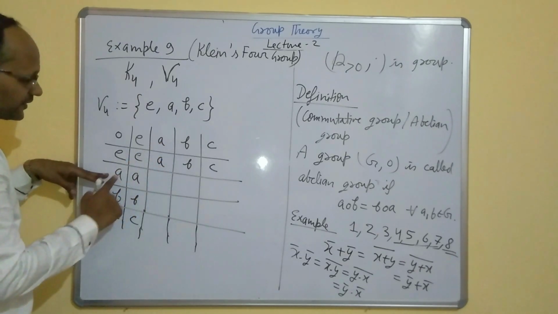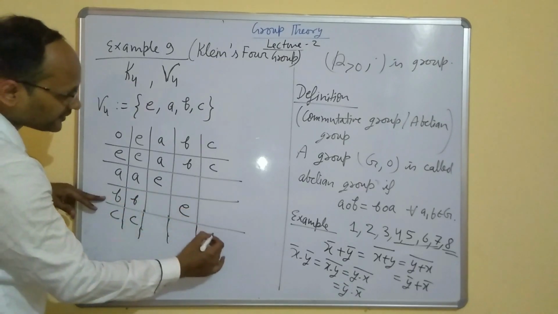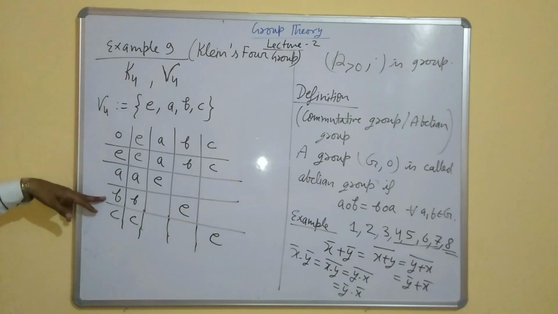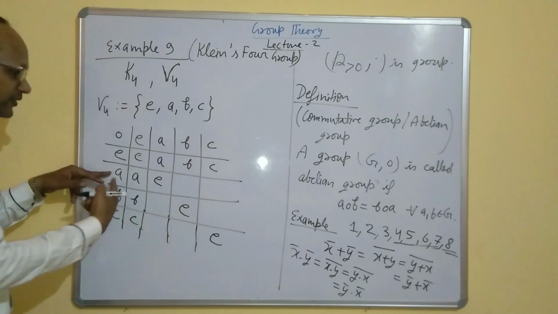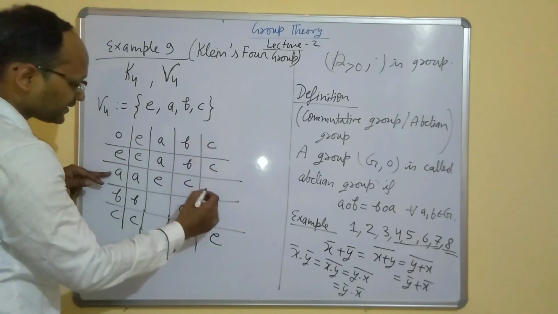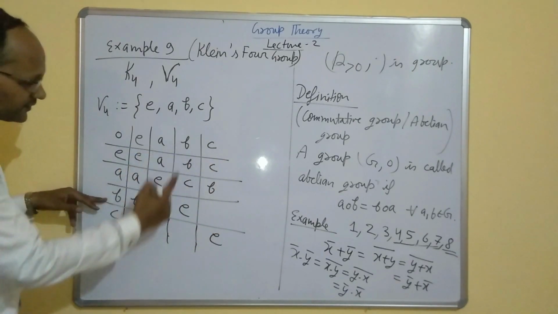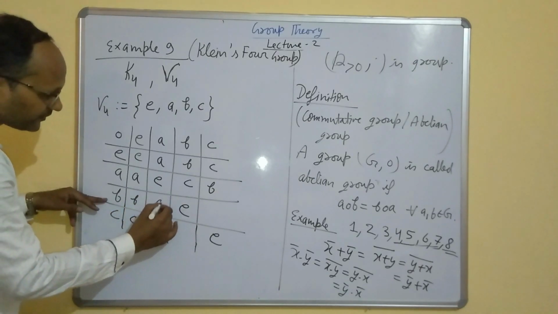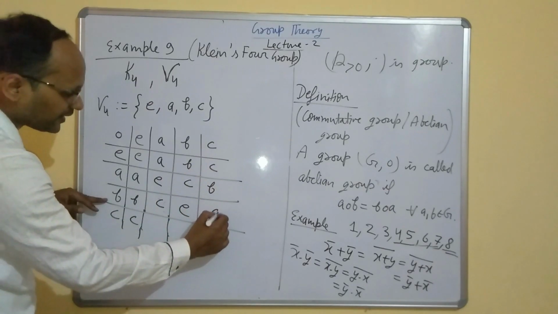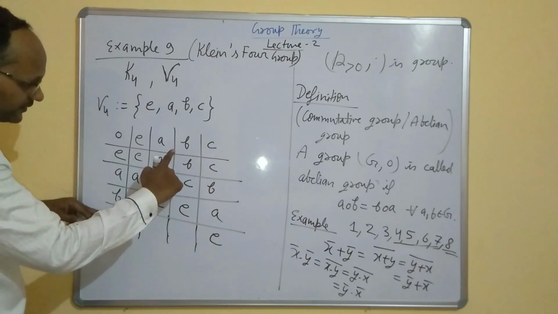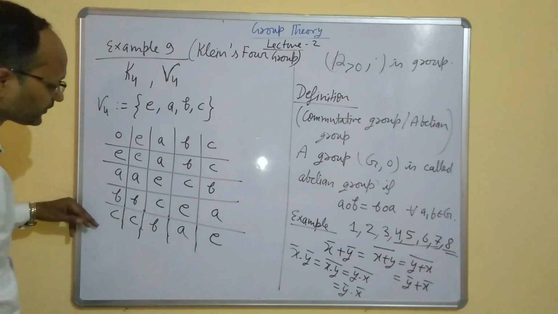The square of any element, that is, A composed with A is identity, B composed with B is identity, and C composed with C is identity. And any 2 elements when you multiply, you will get the third element. So AB is C, AC is B, BA is C, and BC is A, and CA is B, and CB is A.